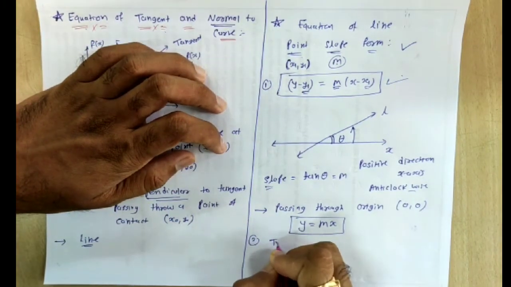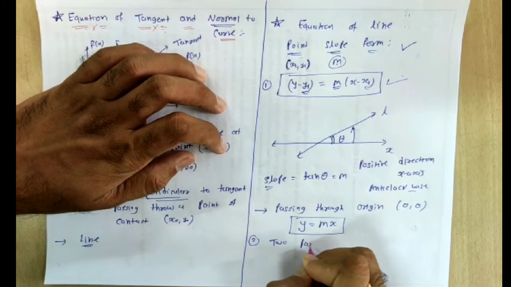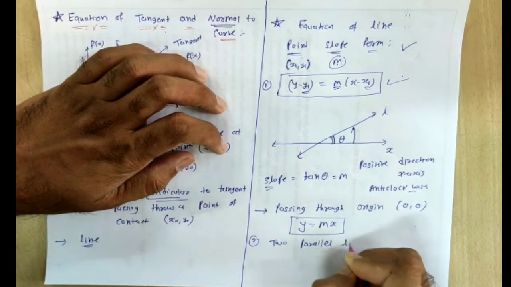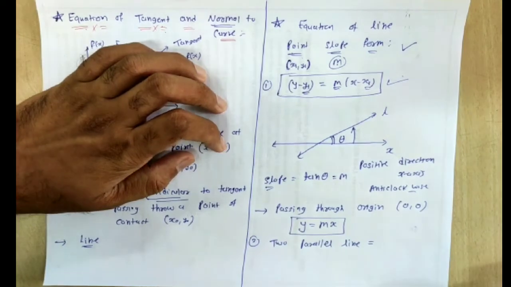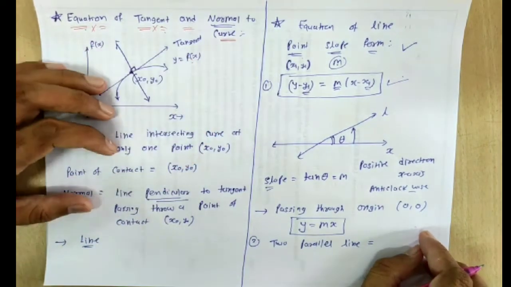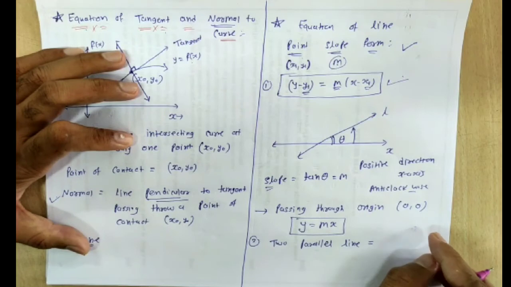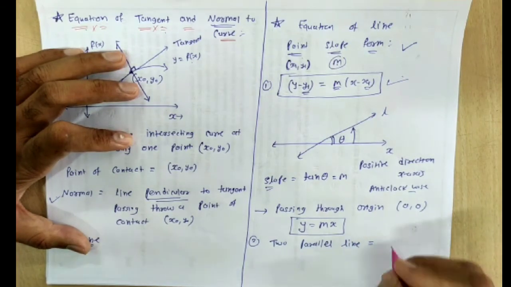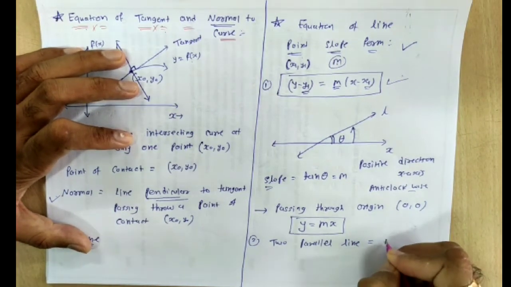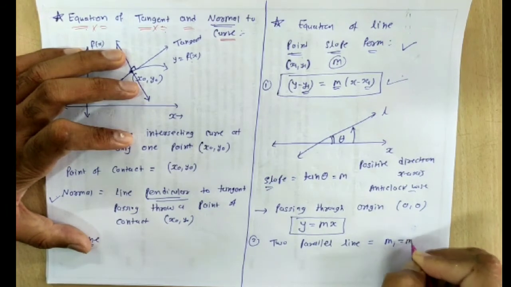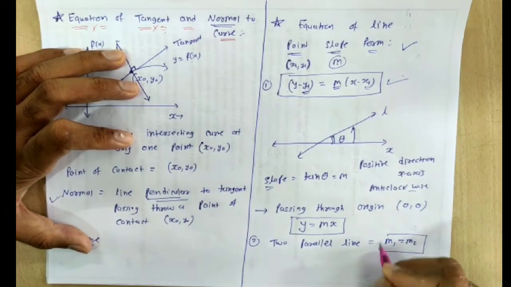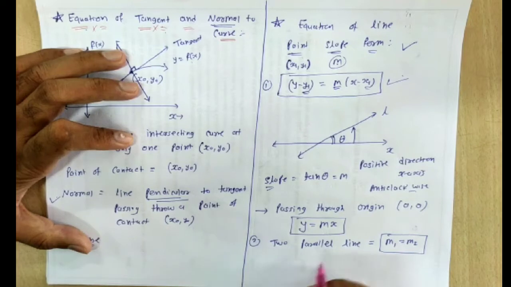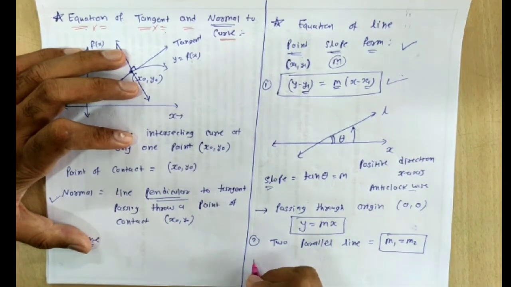If two lines are parallel, for two parallel lines, we know the relationship between the slopes of the lines. Let us consider two lines whose slopes are m1 and m2, and if the two lines are parallel, their slopes must be equal. For parallel lines, the slopes are equal. So it's m1 equal to m2. You have to remember m1 equal to m2.